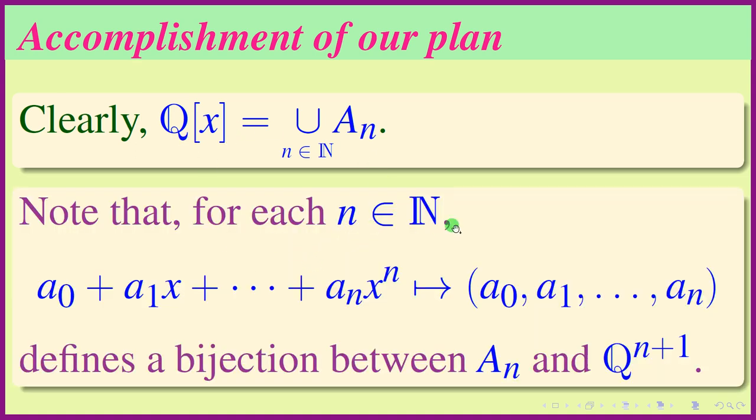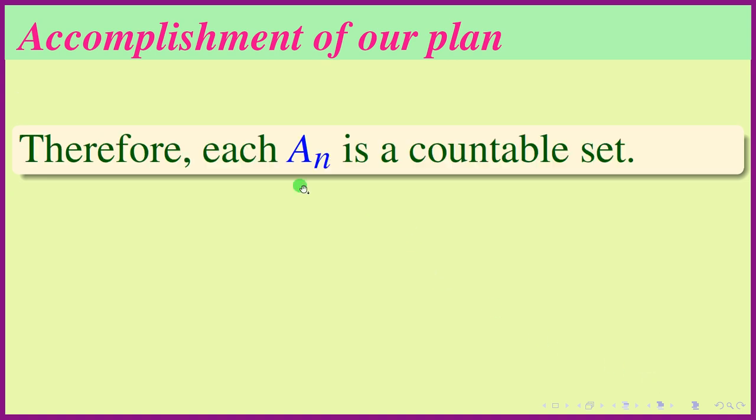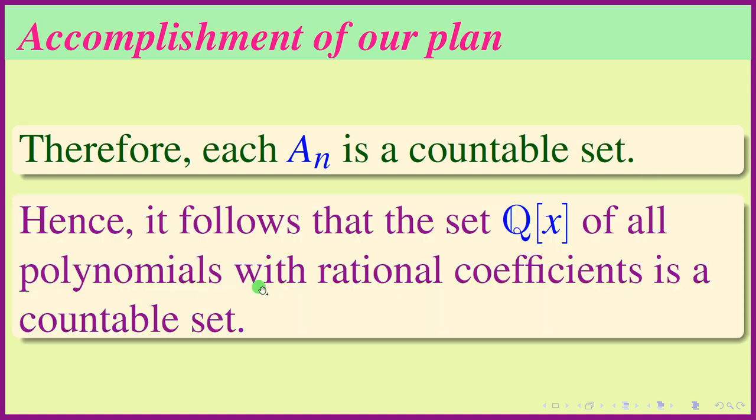If you collect all these A_n and take the union, then you will get the whole of Q[x]. Note that for each n, these polynomials, these are elements of A_n, can be mapped to this n plus 1 tuple, and this mapping defines a bijection between A_n and Q to the power n plus 1. So in this way A_n becomes countable because Q to the power n plus 1 is countable. Therefore, each A_n is a countable set. Hence, it follows that Q[x], being the countable union of these A_n, is a countable set. So this set of all polynomials with rational coefficients is a countable set.